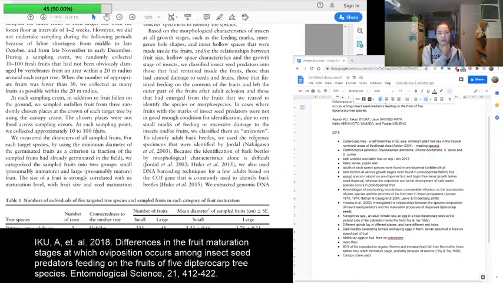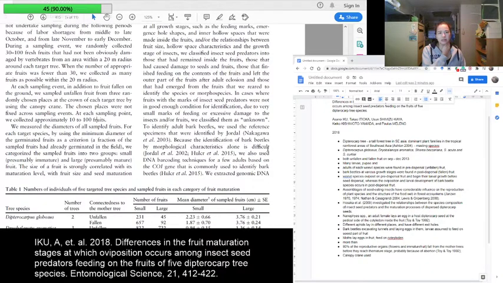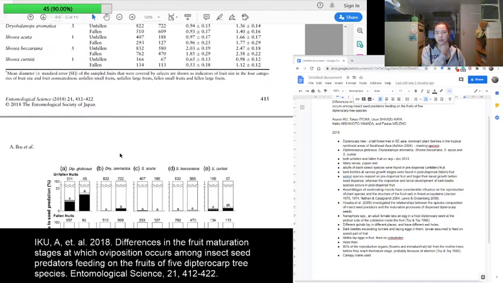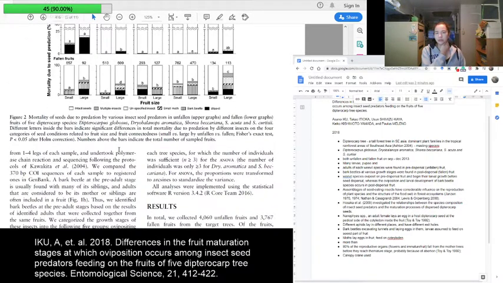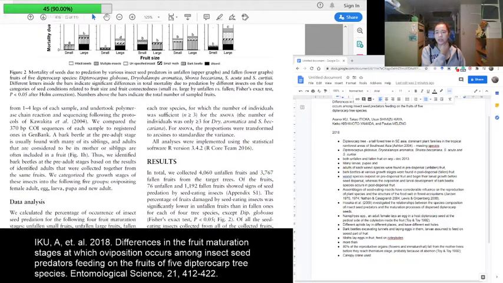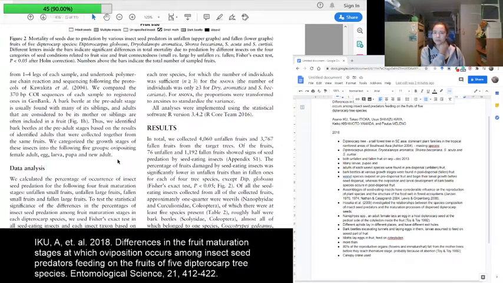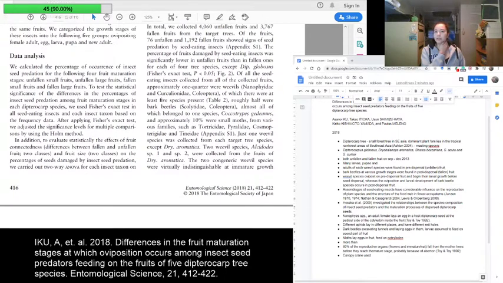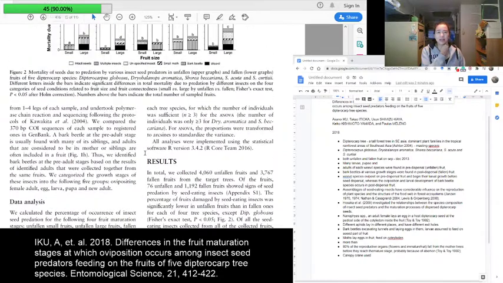Then we've got the beetles, so they used that as a guide. That's a lot of fruits there. How many they sampled. Mortality of seeds due to predation, okay. They compared sequences. Okay. So, data analysis, they calculated percentages. Yep. I don't think we need to go over the stats right now. Okay, they just used some basic ANOVAs by the looks of it.